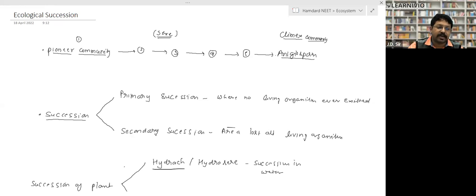And at the final stage, succession ends. Suppose that finally the angiosperms came. So the final community is called the climax community. The first ones who come to any place are called the pioneer community. Then those in between the series are called the seral community. Then the last one, at which point the ecosystem becomes stable, is called the climax community, and the whole process is called succession. Is it clear? Are you getting me? Yes.